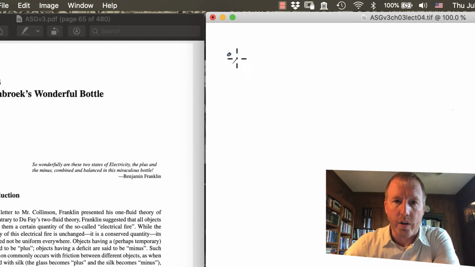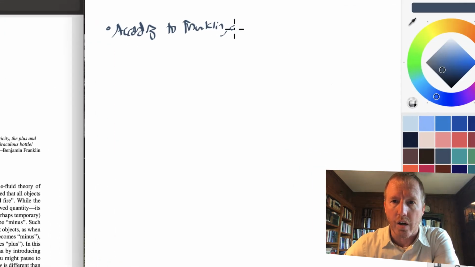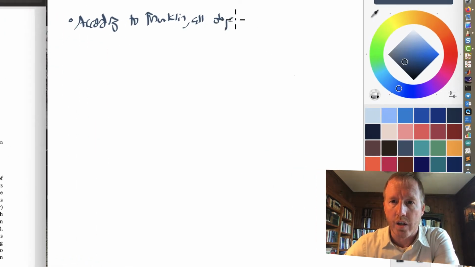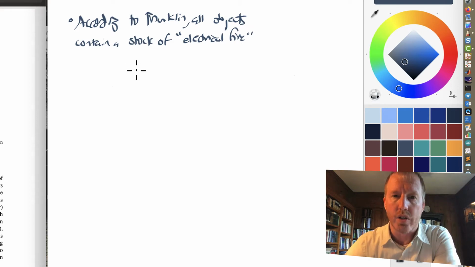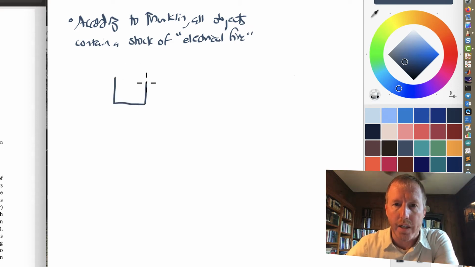So, according to Franklin, all objects contain a stock of what he calls electrical fire within them. So if you had two objects, maybe we'll call them A and B. Let's draw them right here. Here's object A and object B.